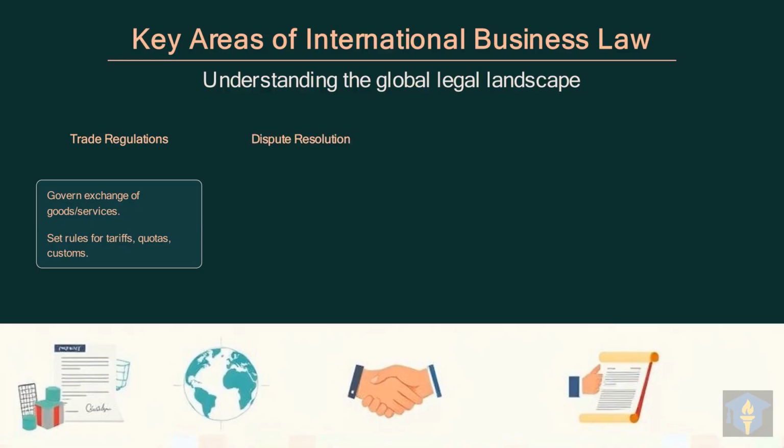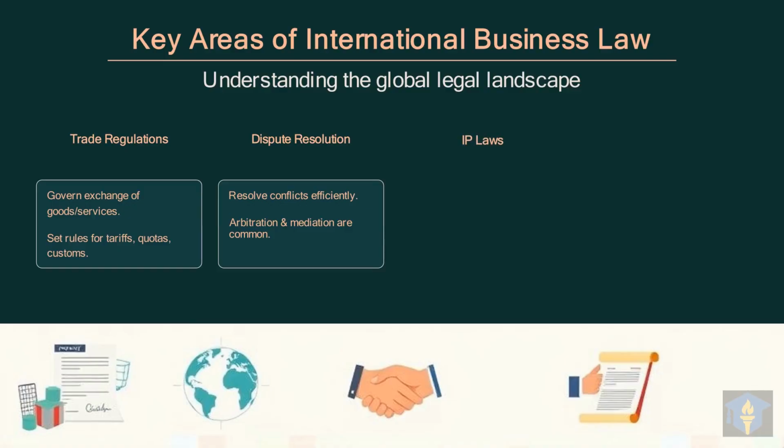Next is dispute resolution, which addresses how conflicts between international parties are handled. This area focuses on resolving conflicts efficiently when they arise in international business relationships. Arbitration and mediation are common methods used to settle disputes without lengthy court battles.